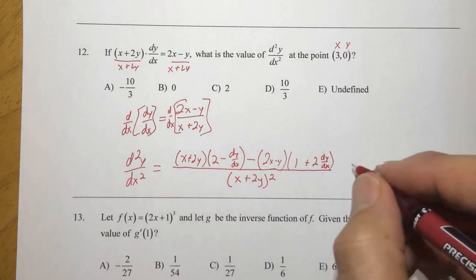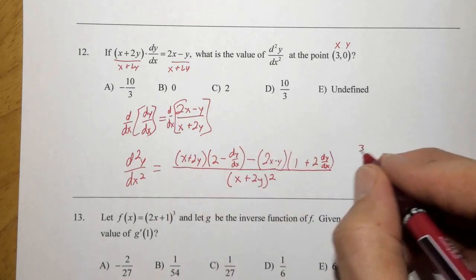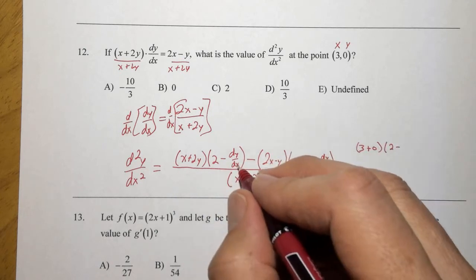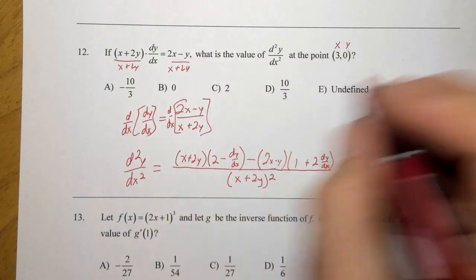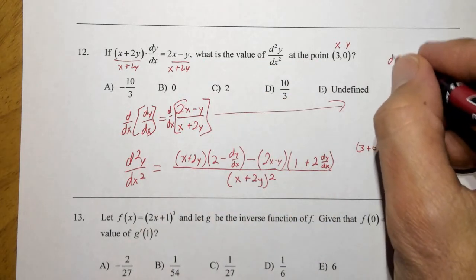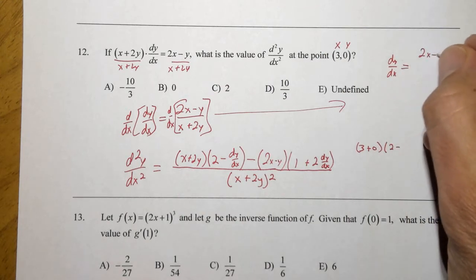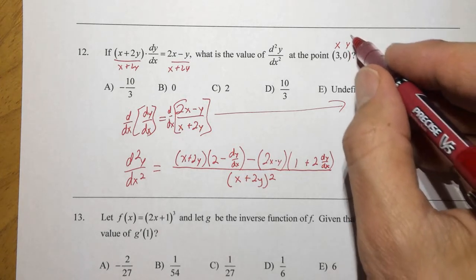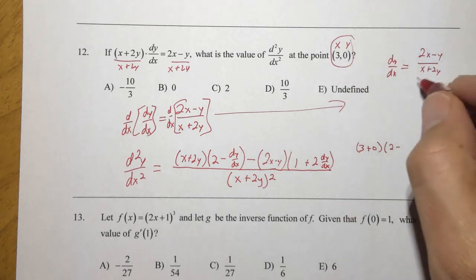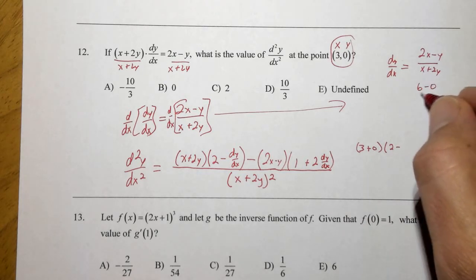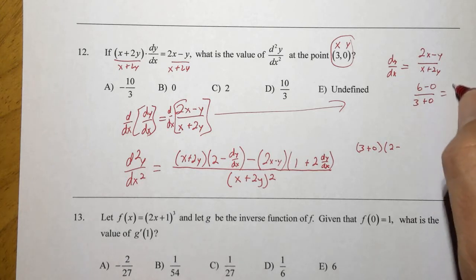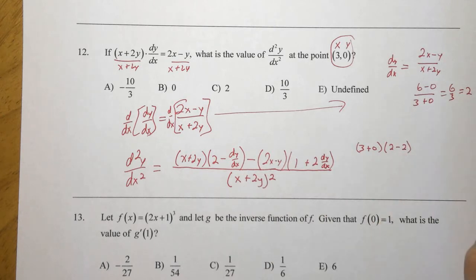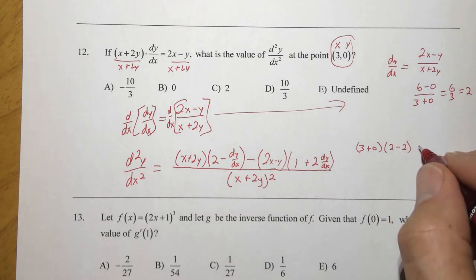All right, so in doing so, what do we have? We have 3 plus 0, and then we have 2 minus dy dx. Okay, so what's going on with dy dx? Well, let me write it over here again. Dy dx was 2x minus y over x plus 2y. Now we need to evaluate it at the point when x is 3 and y is 0. So what ends up happening? We get 6 minus 0 over 3 plus 0, or 6/3, or 2. So we're going to replace dy dx with 2. Right? And that's actually good. We like seeing zeros. It helps us simplify.